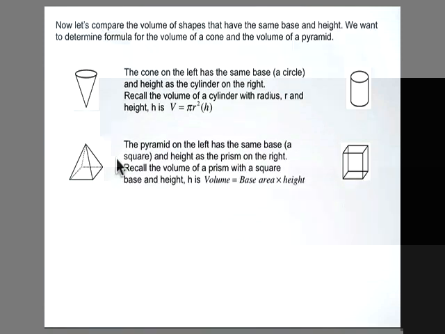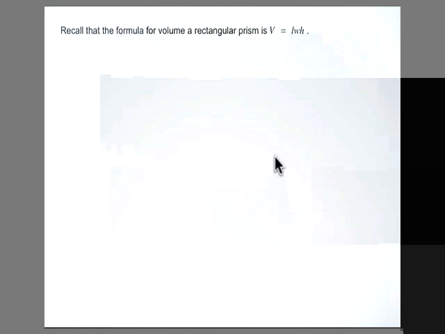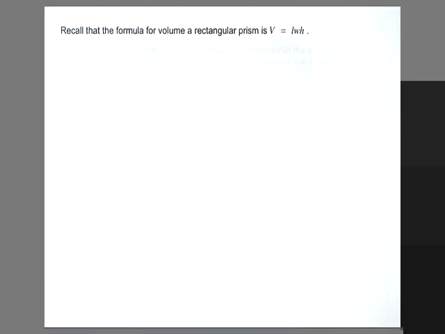The pyramid on the left has the same base and height as the prism on the right. Recall the volume of a prism with a square base and height h is volume equals base area times height. How much of each shape on the right will be filled by the corresponding shape on the left? Recall that the formula for volume of a rectangular prism is volume equals length times width times height.